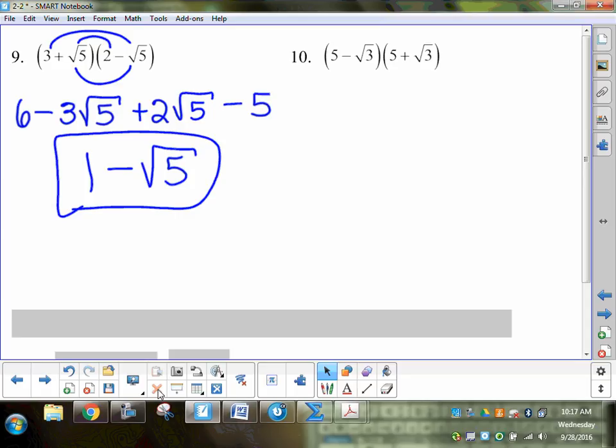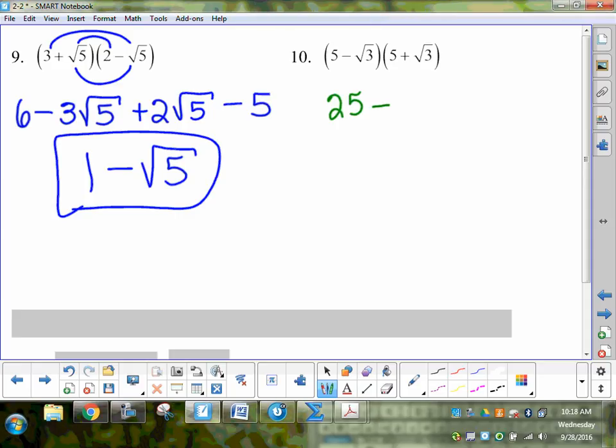Let's FOIL this. First terms multiplied together. Amanda P., what would you get? What about my outside terms? Sean L.? Negative 5 root 3. Sorry, that should be a positive. What about the inside terms? What do you get when you multiply the inside terms? Negative 5. Sorry.